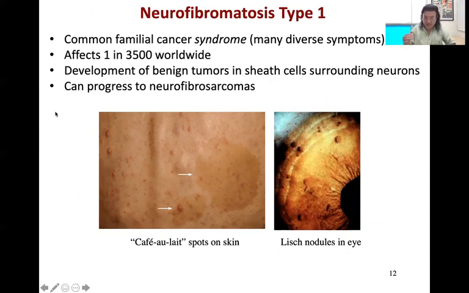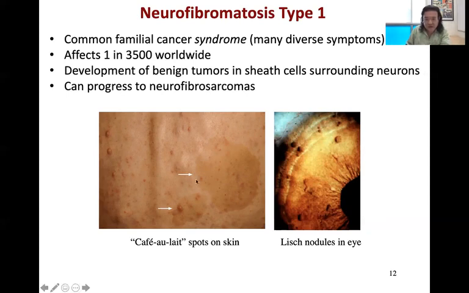So it's a common familial cancer, because it has to do with mutations in the NF1 gene that get passed on through the generations. It affects about 1 in 3,500 people worldwide, and it's a syndrome, meaning it's not one particular type of cancer, but many related symptoms. The development of tumors usually involves the sheath cells that surround neurons. And if this goes unchecked, these might develop into neurofibrosarcomas, right, tumors.